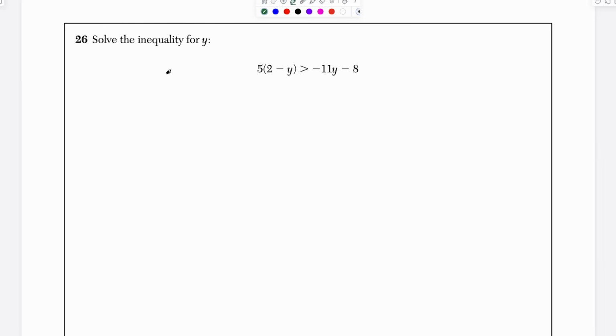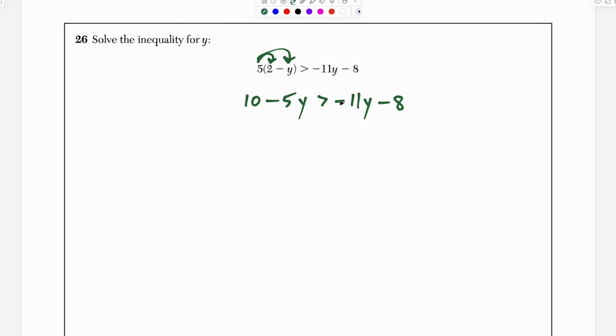Question 26, we have to solve the inequality for y. And for this one, we're just going to go piece by piece. So I see the parentheses here with the 5 in front. So my first instinct is to use the distributive property. So I'm going to send this 5 through by multiplication. So we have 5 times 2 is 10, minus 5 times y is 5y. And this is greater than negative 11y minus 8.